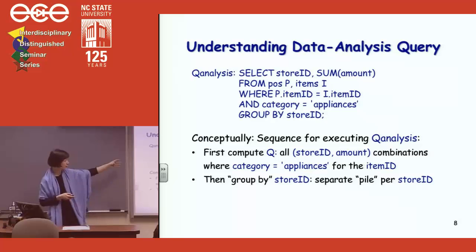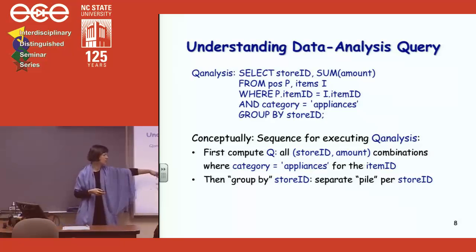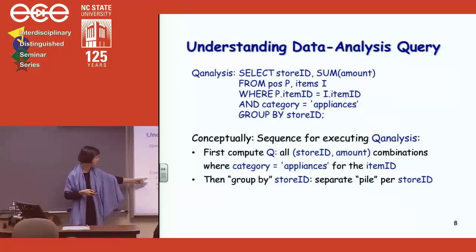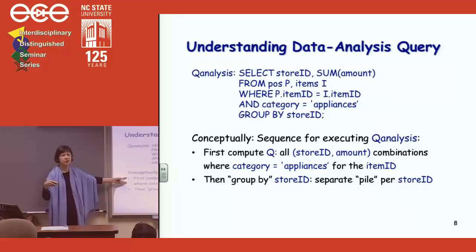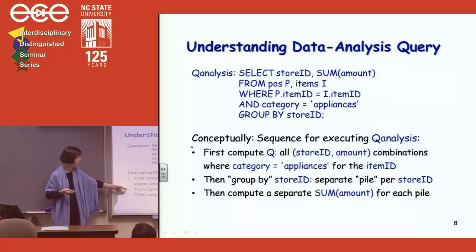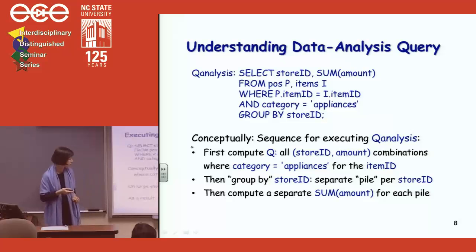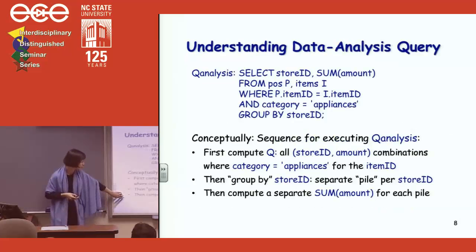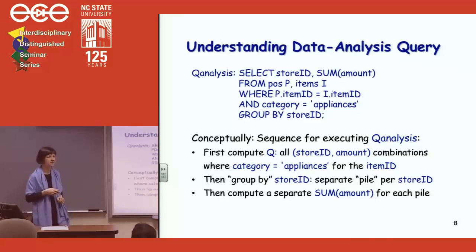Then you do what the data analysis query really does. It says group by store ID. So for each separate store ID, you get a different pile of this data, right? So you partition this data so that you could compute the amount by store ID. Does it make sense? And then once you have partitioned the data this way, then for each pile you compute a separate sum of the amount. And this way you get the amounts by store ID. Does it make sense? So that's what the database engine has to do to process this query.